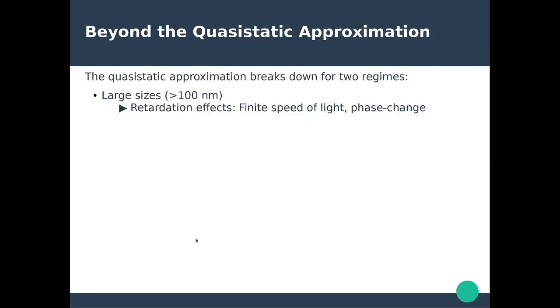So the quasi-static approximation breaks down in two regimes. We just saw the first one. When you have large nanoparticles beyond 100 nanometers in size roughly, then we have to include retardation effects. And this is because light travels with a finite speed, and therefore it takes time for light to go from one side of the nanoparticle to the other side. So this includes some phase change throughout the nanoparticle.